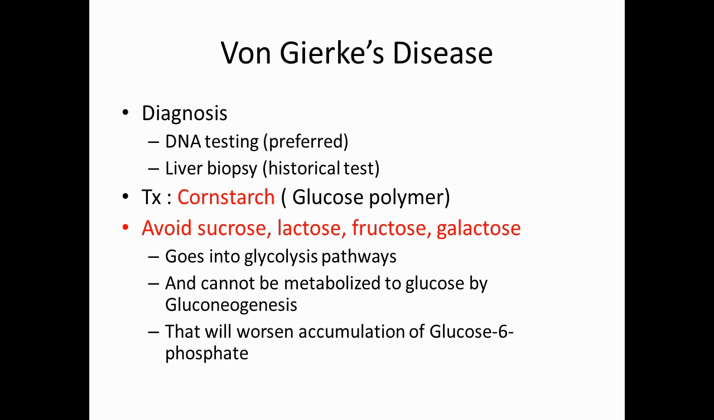In treatment, we will give them cornstarch, a glucose polymer. We will avoid sucrose, lactose, fructose, and galactose because they go into the glycolysis pathway and cannot undergo glycogen breakdown. So it will worsen the glycogen accumulation in the liver.